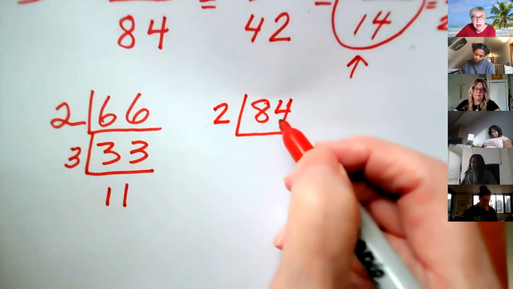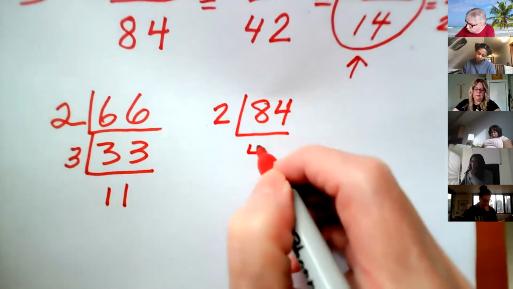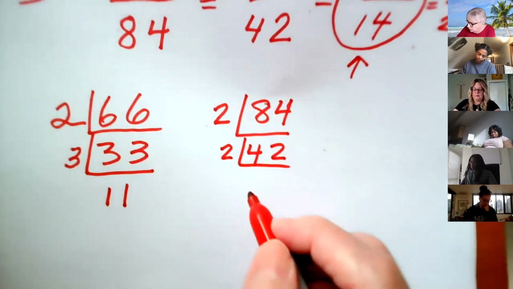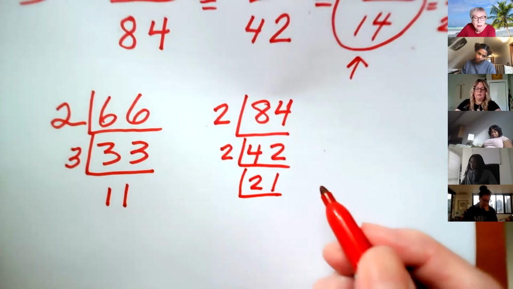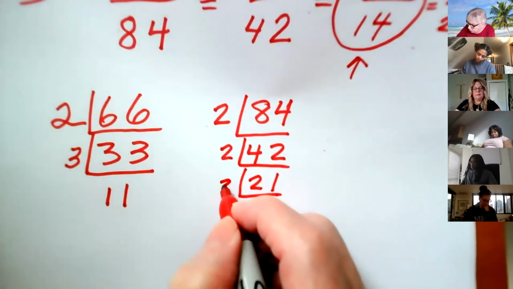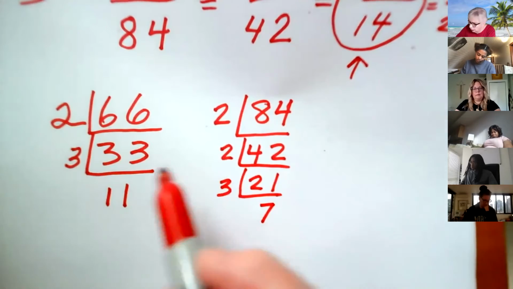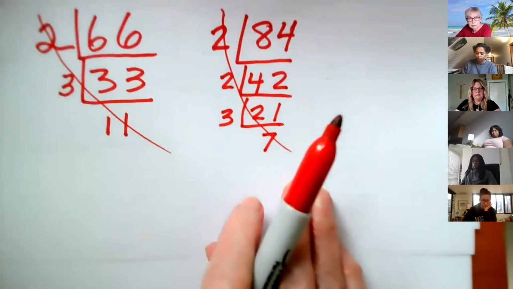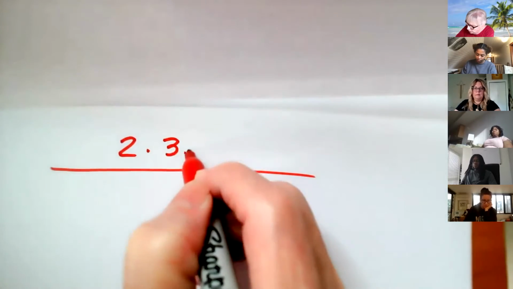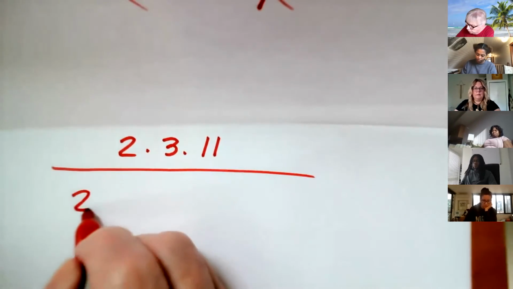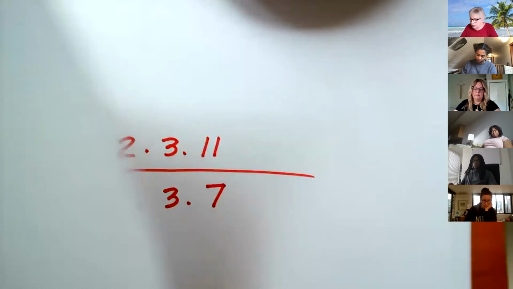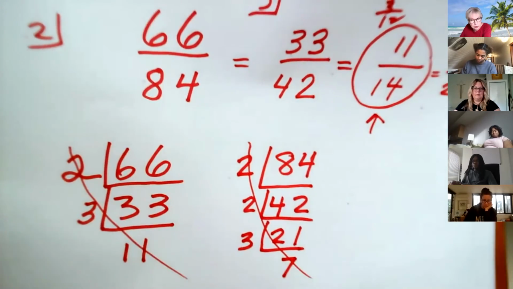I'm going to use 2 again because it's even. 2 into this is 42. I go 2 again. This is 21. You probably realize this is odd, so I'm going to use 3 and 7. This is done. So here are my prime factors, and I'm going to write them in the fraction. 2 times 3 times 11 for that top number. 2 times 2 times 3 times 7. So all I did was copy the answers I got from doing the prime factors.